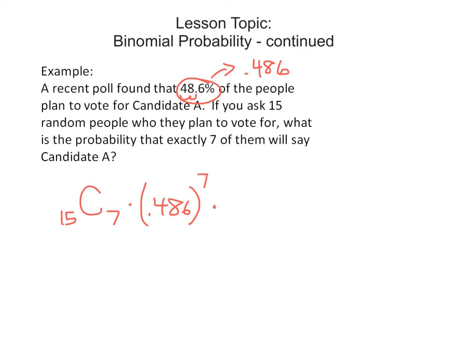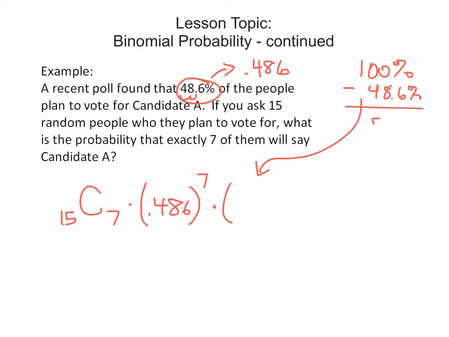And we're going to multiply that by the probability of somebody not voting for candidate A. And the number that goes there, remember, is whatever 100% minus 48.6% is. That is 51.4%. And again, I'm going to move that decimal 2 places to the left. So 0.514 is the probability that a person does not vote for candidate A. And again, we have to raise that to the power of the number of people we want to vote for somebody other than candidate A.